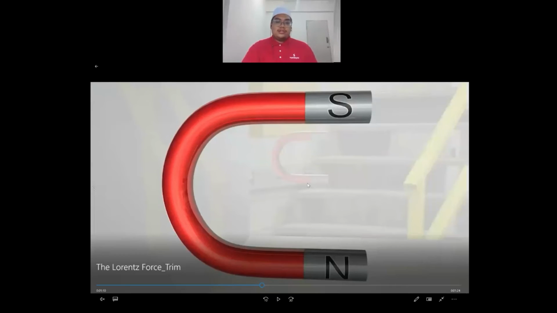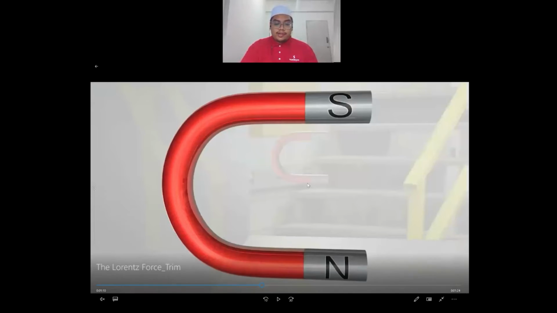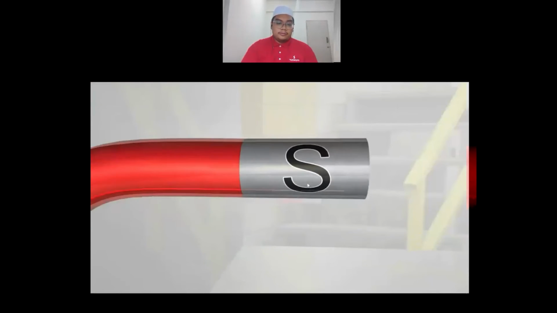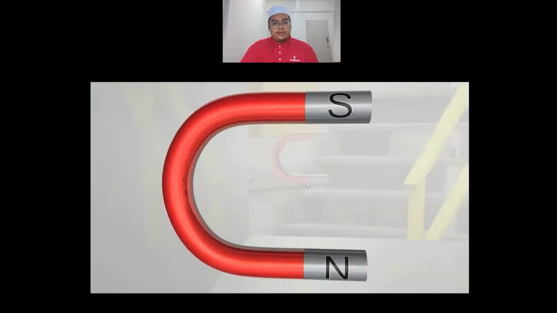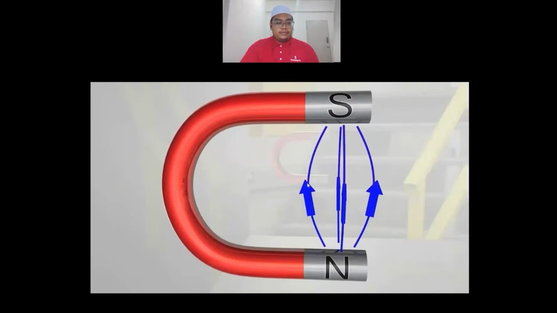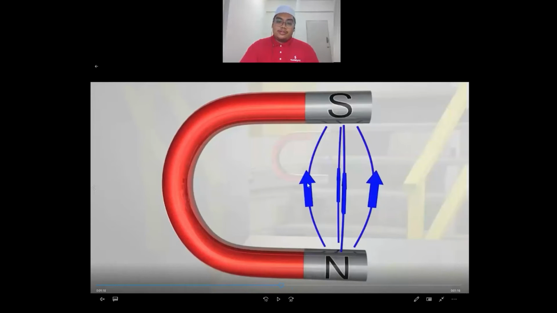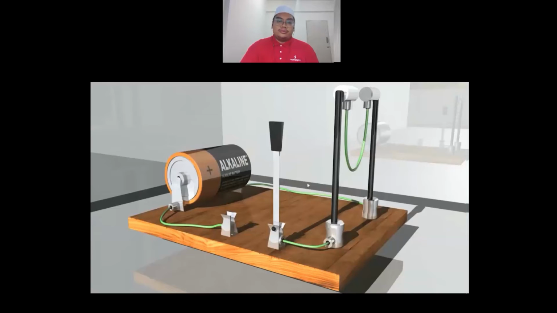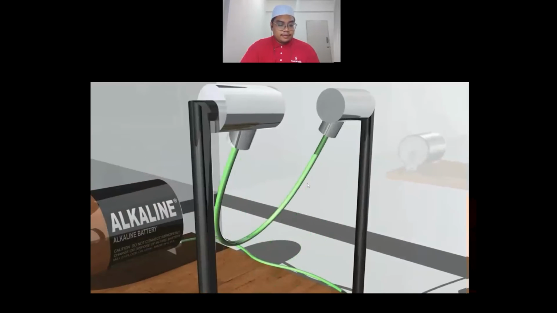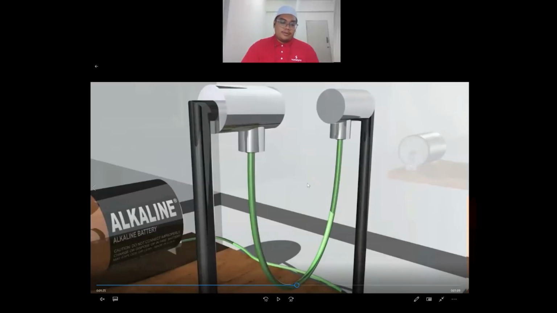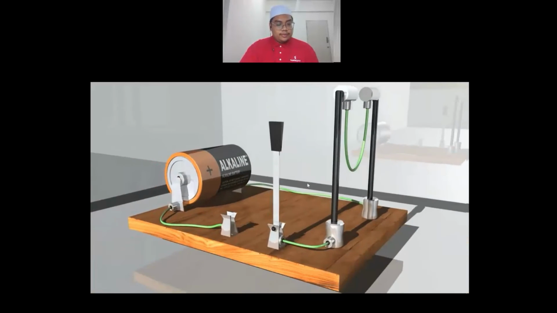To do the simulation, we use a magnet with north and south poles. This is the north and south pole. The magnetic field in this magnet always goes from the north to the south pole, moving in the direction of this blue arrow. We also use the green wire as a pendulum. So the magnet we put like this.